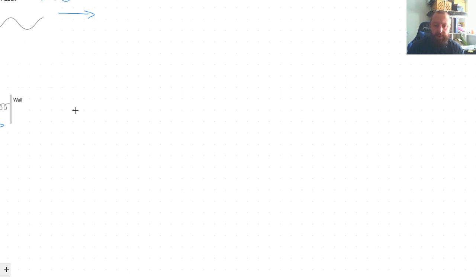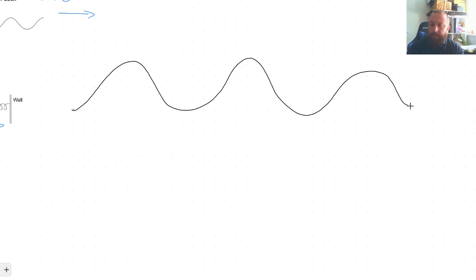So let's just draw a simple wave. That's our transverse wave. Now, I'm going to put a line roughly through the middle. Now, let's go back to there. Key things that we need to be able to annotate on this one.